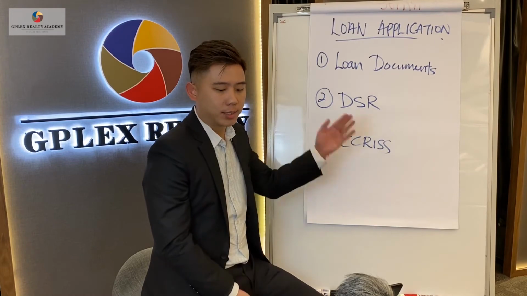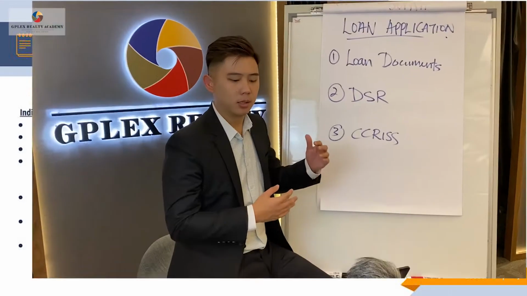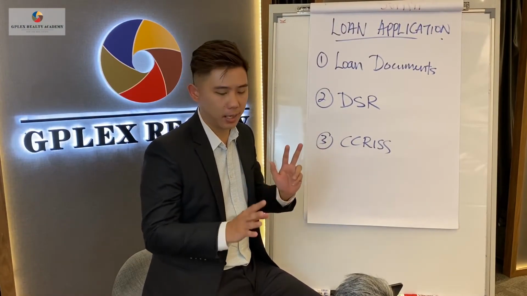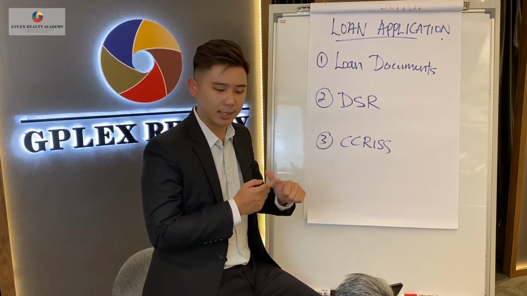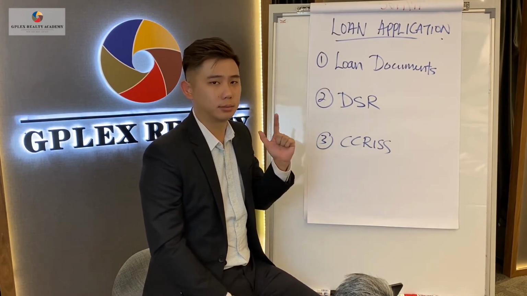Next will be individual under self-employed. Those like insurance agents and mutual fund consultants consider themselves self-employed because they are 100% full commission based. Or some business like sole proprietors. What are the documents needed for individuals under these categories? House title, booking form and IC are the same, as usual. Next will be the SSM, Form 24 and 49, if they have. You need to ask from them.